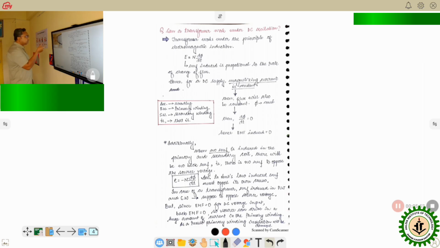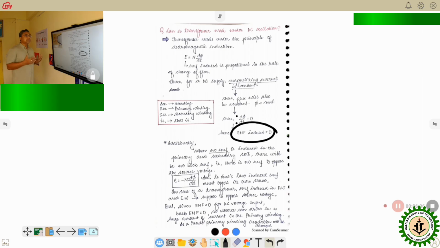But if we give a DC excitation, or if we give a DC supply as the input, then what will happen? For a DC voltage, we will get a constant current. From a constant current, we will get a constant flux. So for a DC supply voltage, d phi by dt is equal to 0. That means mathematically it signifies that there is no change of flux. The rate of change of flux is 0. So hence the induced EMF will be 0. If the induced EMF is 0, the transformer is not working.